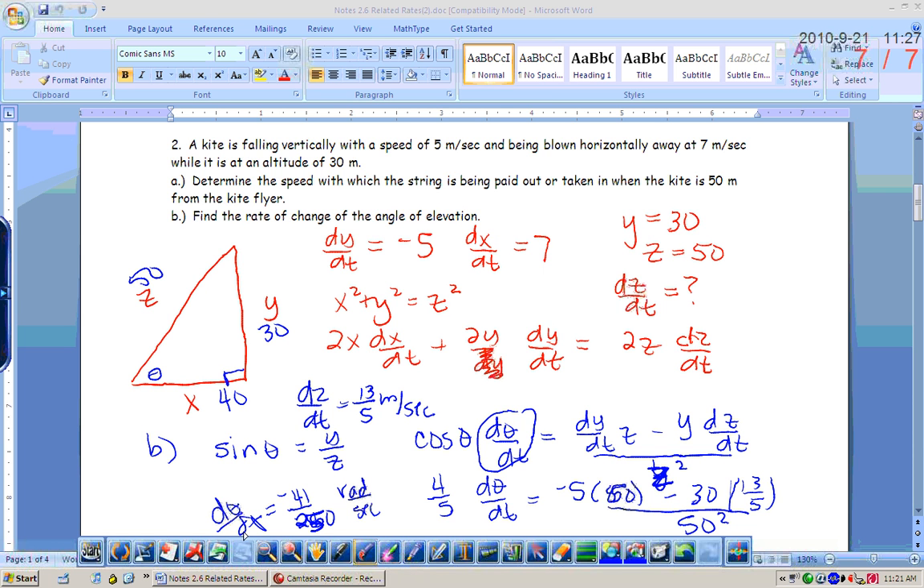Negative 41 over 250. You can't read that? What is wrong with you?